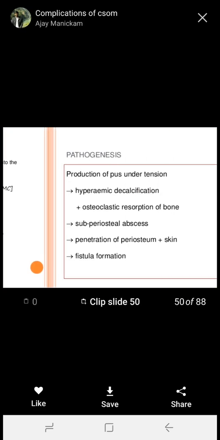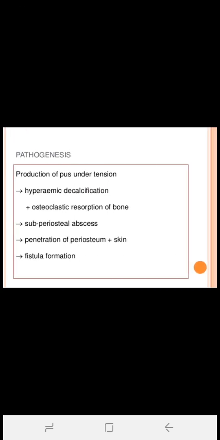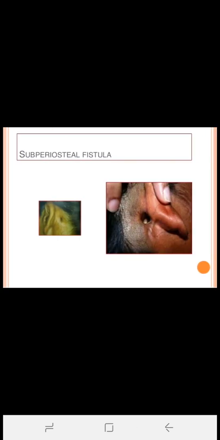Differential diagnosis we have already studied in the previous one, like mastoiditis without abscess, suppurative lymphadenopathy, infected sebaceous cyst, or superficial abscess. Now, what is the pathogenesis? There will be production of pus under tension. Then there will be hyperemic decalcification plus osteoclastic resorption of the surrounding bone. So there will be subperiosteal abscess formation, penetration of the periosteum and then to the skin. And once the skin is broken, there will be fistula formation.